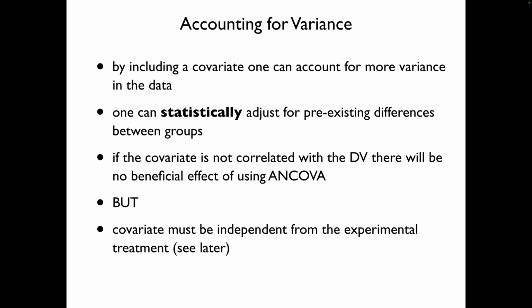But, of course, the covariate has to be independent from the experimental treatment. It can be related to the dependent variable in a correlation kind of a way, but it has to be independent from the experimental treatment, and we'll see that later.